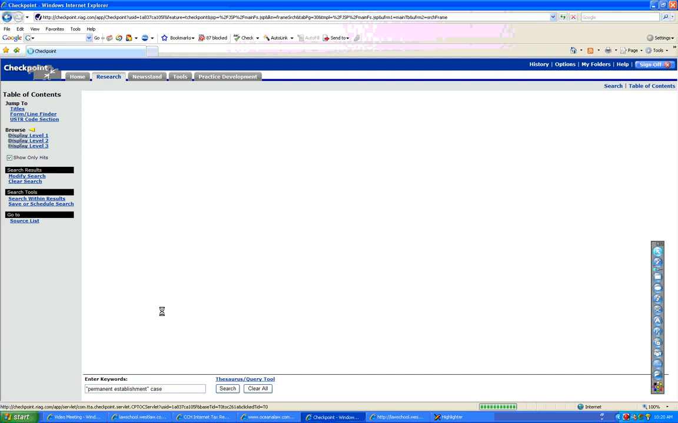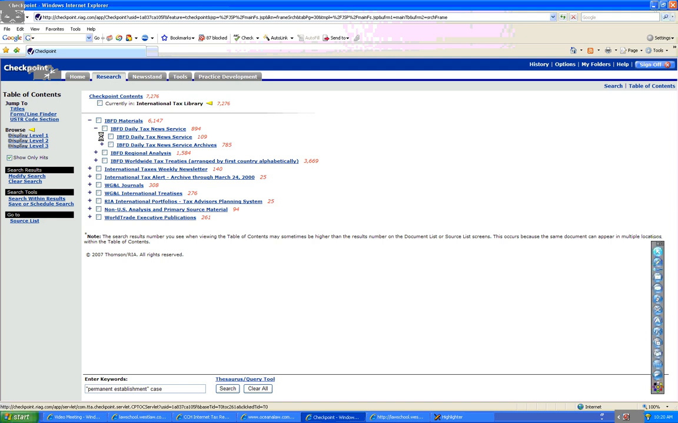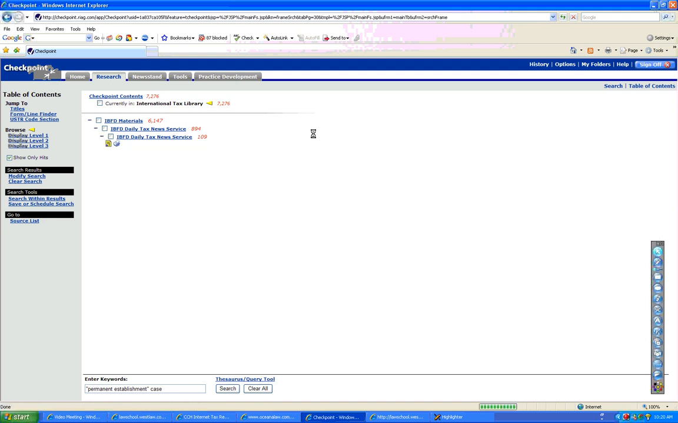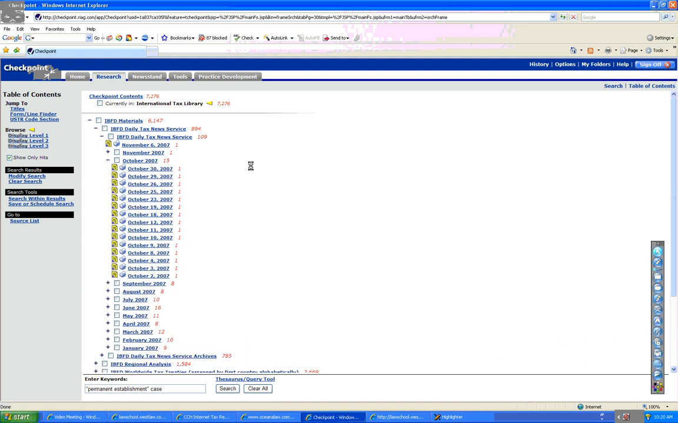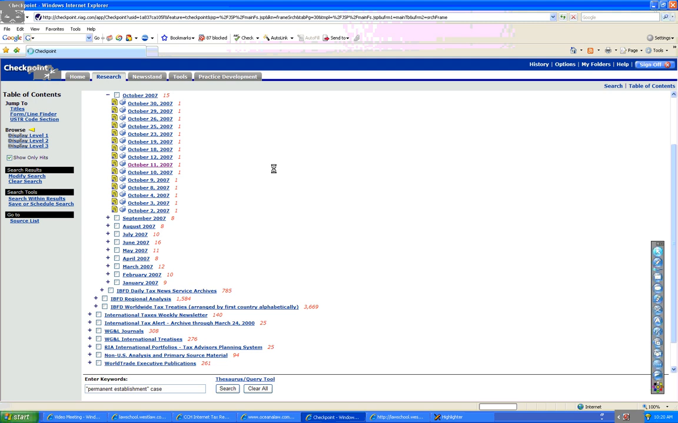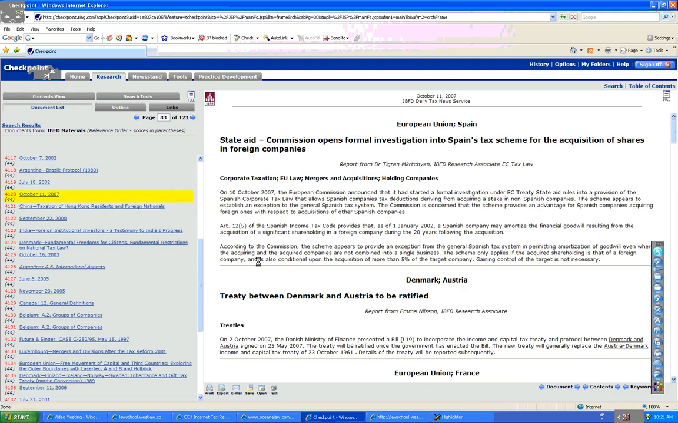Using Boolean search terminology, I would need to make sure that case fell within the same paragraph as the word permanent establishment. But under my IBFD Daily Tax News Service, looking at October, October 11th, I'm choosing one at random. And if this doesn't work, I'm going to replace it with the word case. Okay.